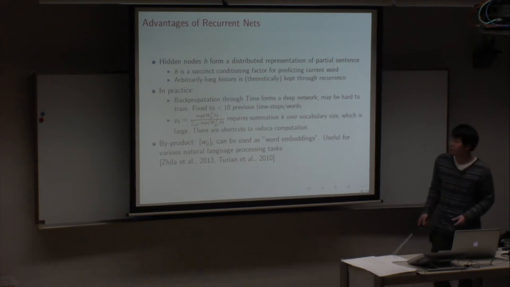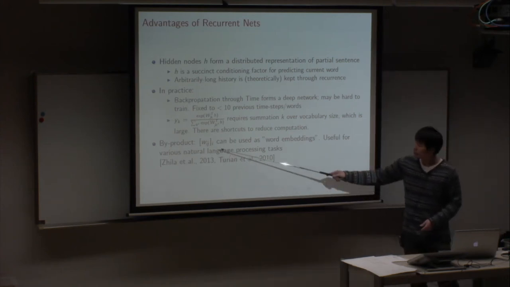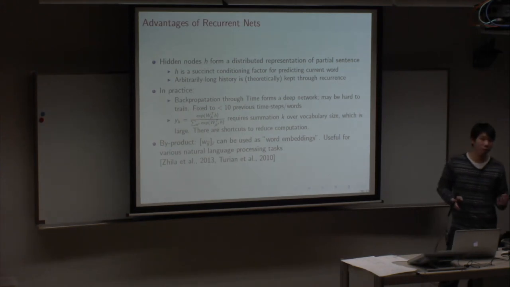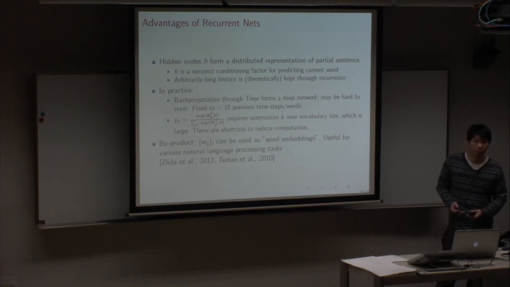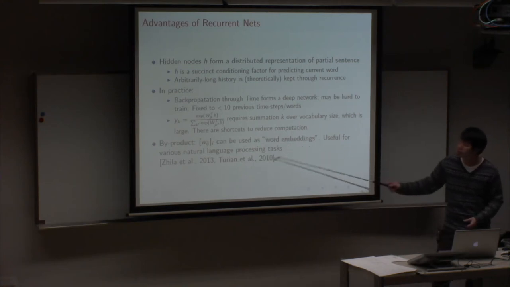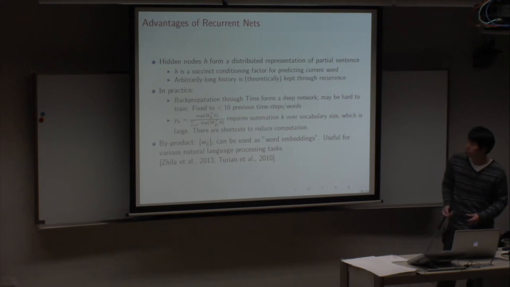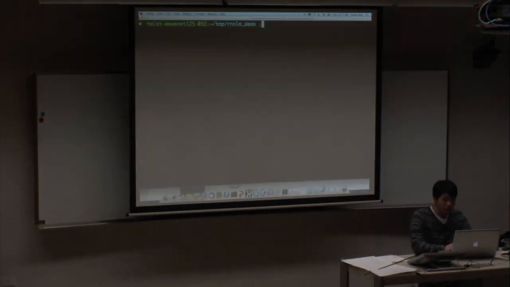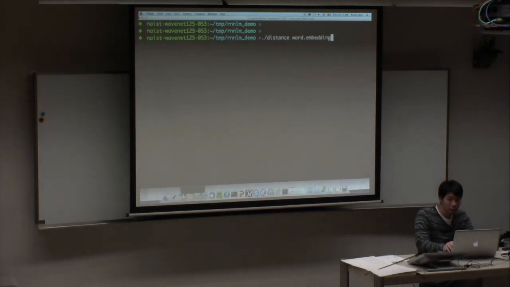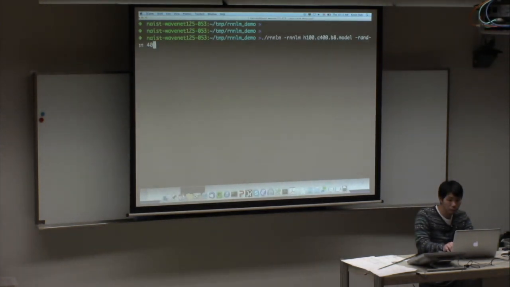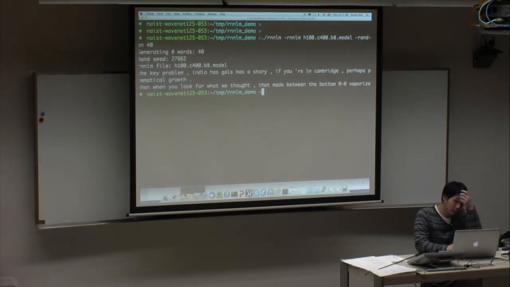One other interesting thing is there's this byproduct of training. So these weights here can actually be used as word embeddings or representations of words. And that's actually useful for many language processing tasks. So at NICE, we actually work a lot on this kind of thing. Okay. So maybe I'll give you an example here to make it clear. So this is using Mikolov's recurrent neural language model. And I've already trained it on some newspaper and speech data.